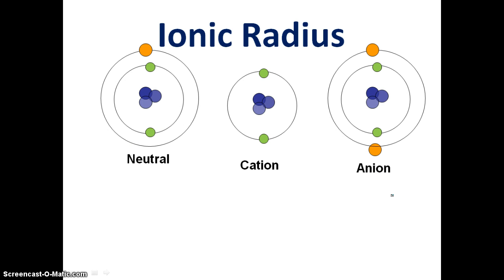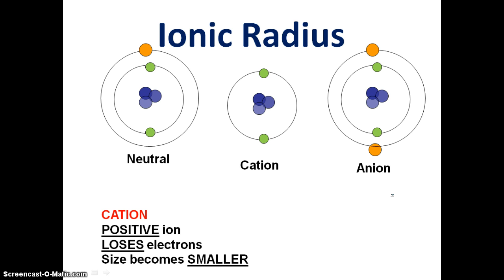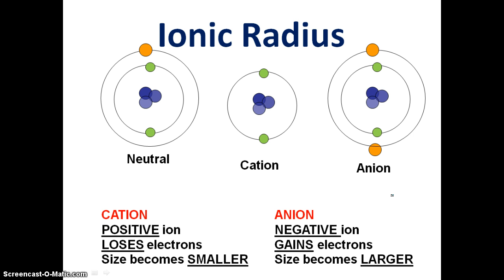So to sum it up, what we're going to see is a neutral atom kind of falls in the middle. The cation, which is the positive ion, will lose an electron and become smaller as it loses matter or mass, loses the number of rings that are occupied. But the anion, the negative ion, because it gains electrons, you could kind of think of it as like gaining weight. It becomes larger because it's adding more matter or more mass, adding to that outer ring, making the atom itself take up a larger area.